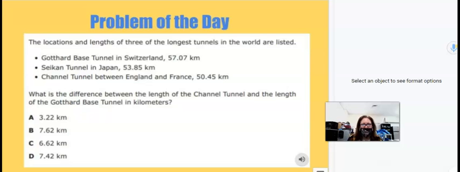All right, that is answer choice C. To answer in a complete sentence, the difference between the length of the Channel Tunnel and the length of the Gotthard Base Tunnel is 6 and 62 hundredths kilometers. Good job.